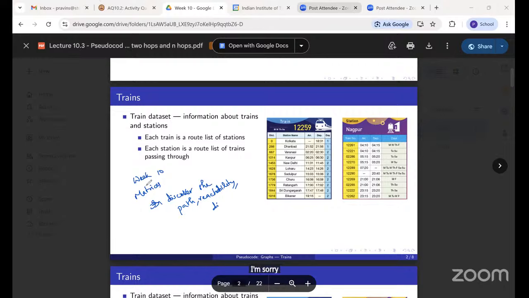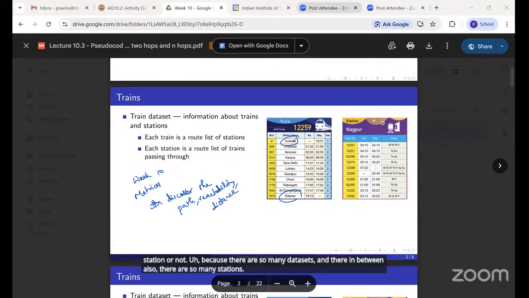Sorry. So in week 10, we'll be using the matrices to discover the path, reachability, and distance. In week 10, we'll be majorly using the train dataset, not the marks dataset. Using the train dataset, we'll be computing whether a train can reach from a particular station to another station or not, because there are so many stations in between. And using the distance, we can compute the number of distances and the time. Such kind of information we'll be computing in week 10.